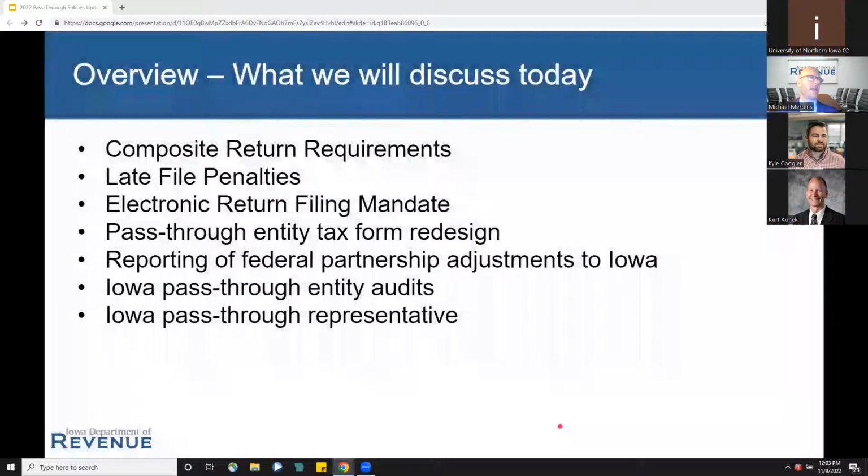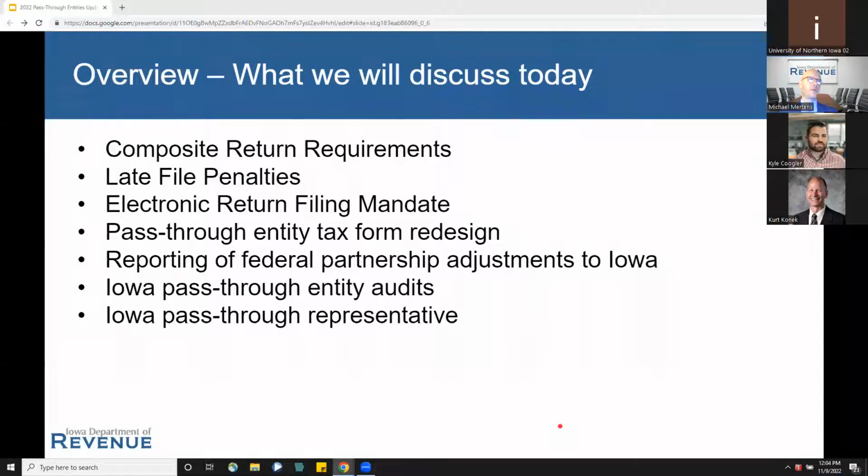So we have had a number of very important legislative and other changes that have occurred over the last few years specific to pass-through entity income tax. And we're going to try to discuss all of those today. Here's the list of what I hope to get through. First and foremost, I want to spend quite a bit of time talking about Iowa's new composite return requirements. From there, we'll roll into some discussion about new late file penalties and some new e-file mandate rules that were just enacted.